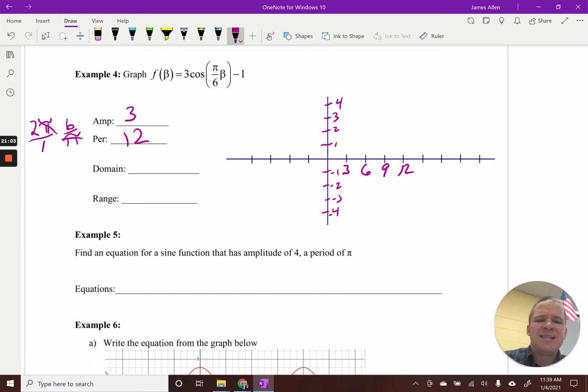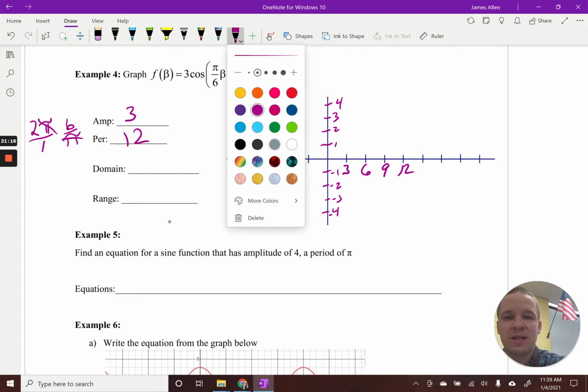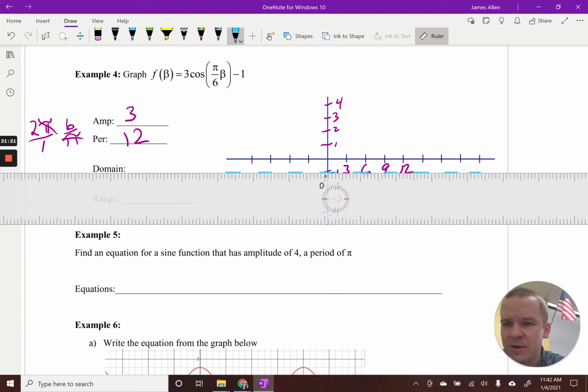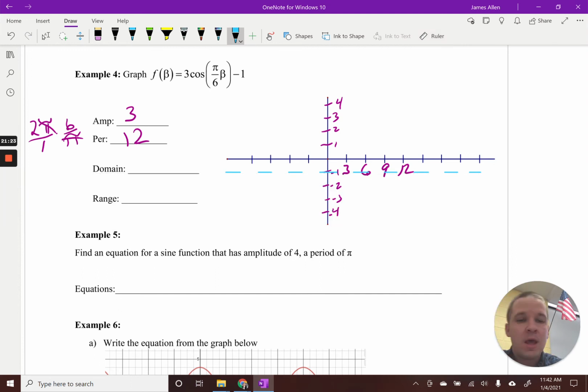Now, we've got something different going on right there, don't we? We're subtracting 1. Well, what does that do? That's going to shift our graph down 1. It's going to take that midline that we referenced earlier and move it down 1. So I'm going to do that in light blue with a ruler. All right, so there's my fancy ruler. That's pretty awesome. Okay, so we got our midline sketched there.